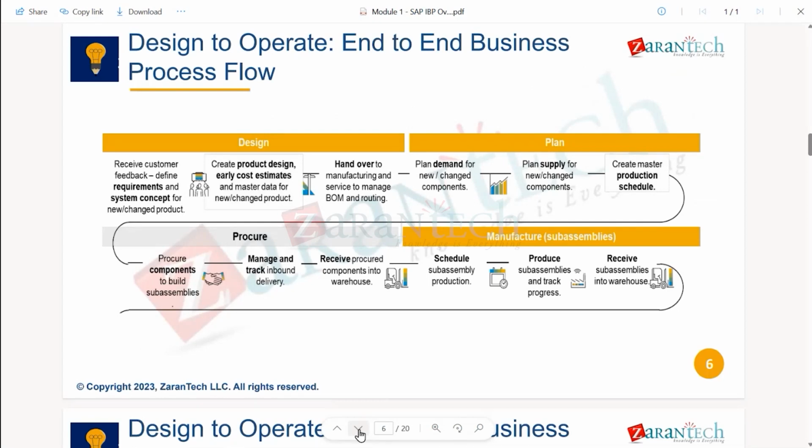Now, in a similar process, this is the breakdown of the earlier process into four categories: design, plan, procure, and manufacture. In the design phase, as I mentioned, you receive the customer feedback, create the product design, and finalize the product specification, identifying how the product is required by the customer. So this happens at the design phase.